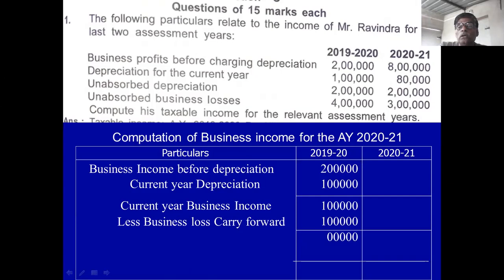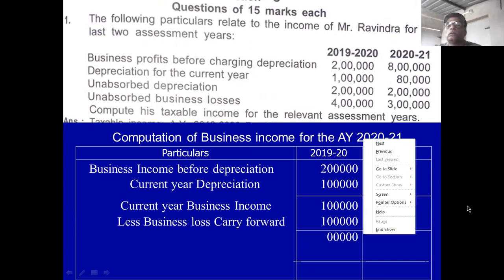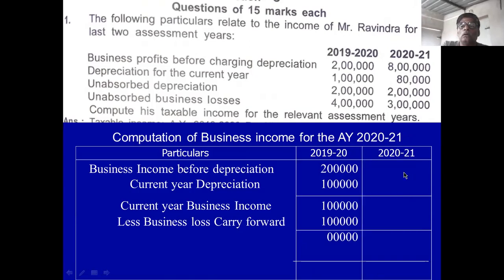For the year 2021, income from business before depreciation is 8 lakh. Okay. In this 8 lakh, you deduct current year depreciation 80,000. If you deduct 80,000, balance is 7,20,000. In this balance of 7,20,000, first you deduct unabsorbed loss. Unabsorbed loss is 3 lakh. Here is 3 lakh. You deduct 3 lakh. If you deduct 3 lakh, balance is 4,20,000.